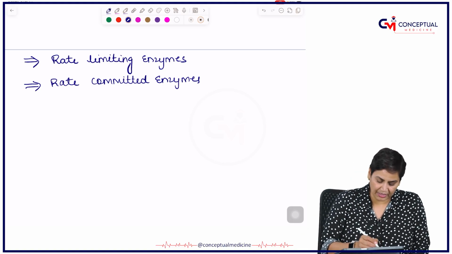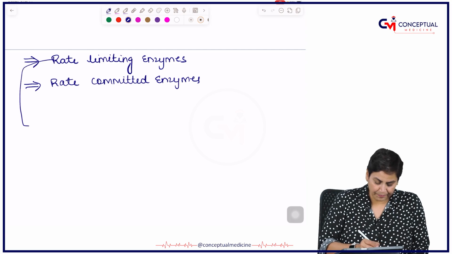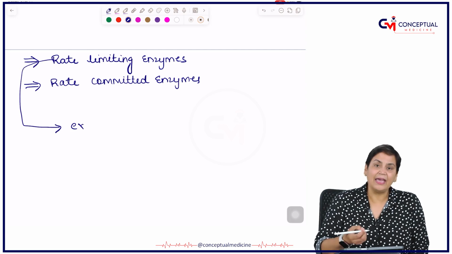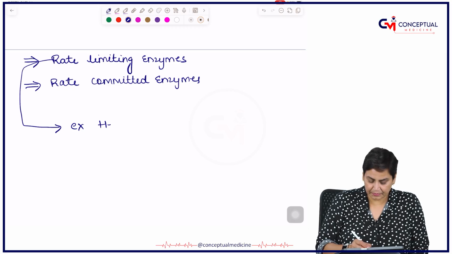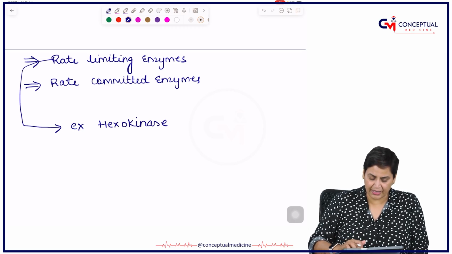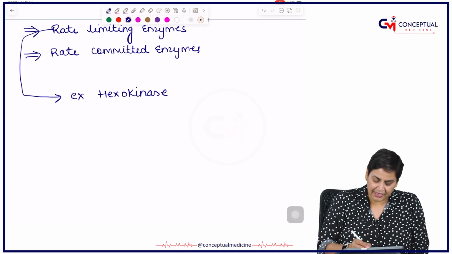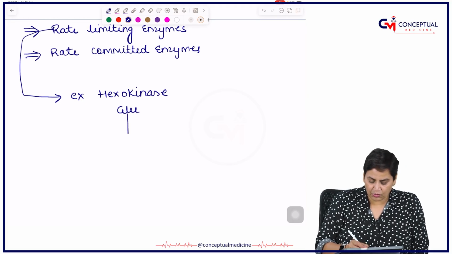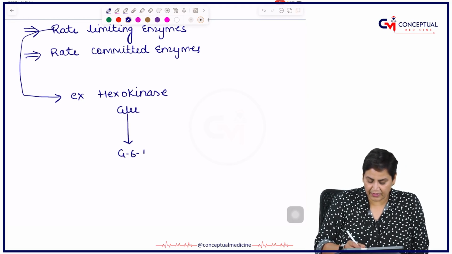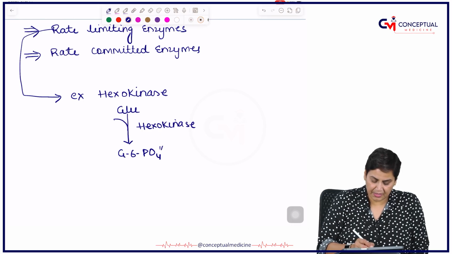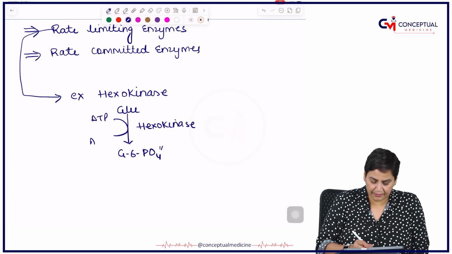Just say if I talk about rate limiting, an example is hexokinase. There are so many examples. I just want to mainly emphasize hexokinase because we know that hexokinase is catalyzing the conversion of glucose to glucose 6-phosphate. This is the complete reaction: ATP to ADP and magnesium.